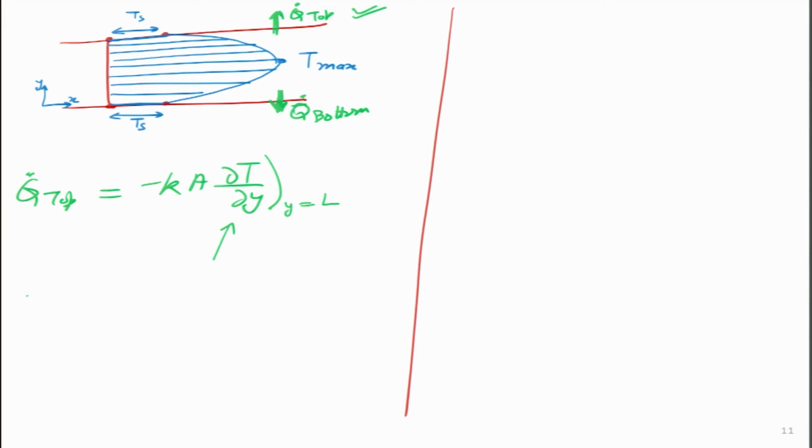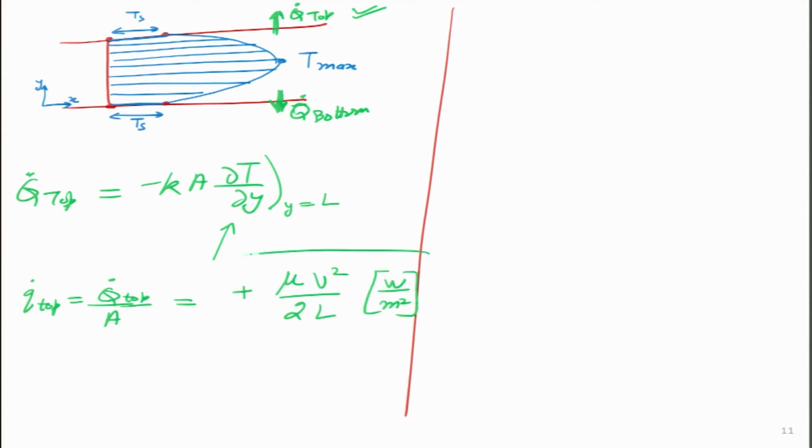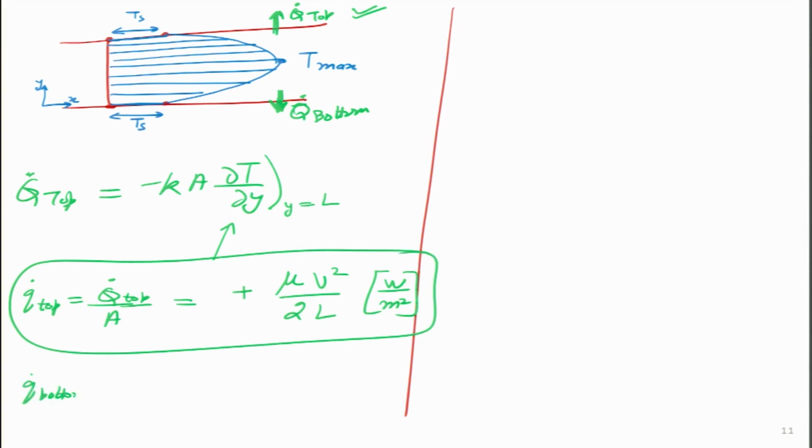So, maybe instead of q dot top, I will say the flux at top, which is q dot top divided by A, and that expression I have calculated, and students may actually check. It turns out to be this. So, this is in watts per meter square. And I can also write for q dot bottom the same thing, with the only difference that it will be a negative sign, V square upon, and this is also in watts per meter square.